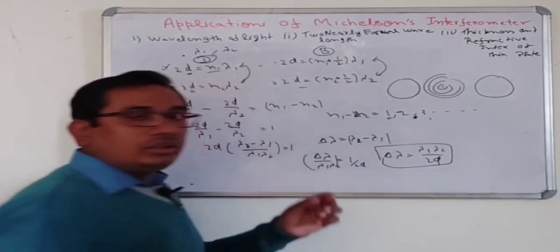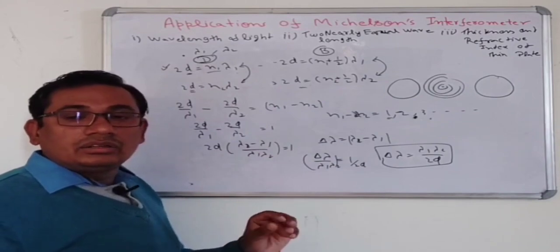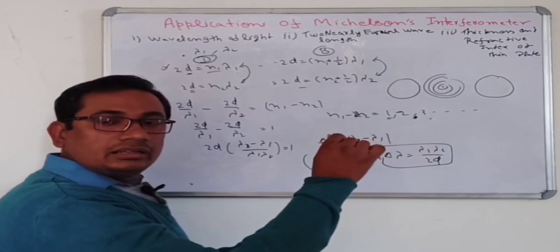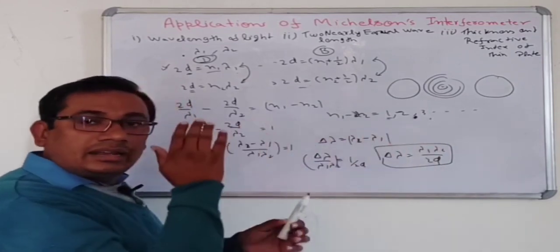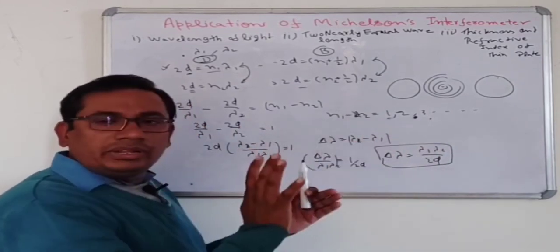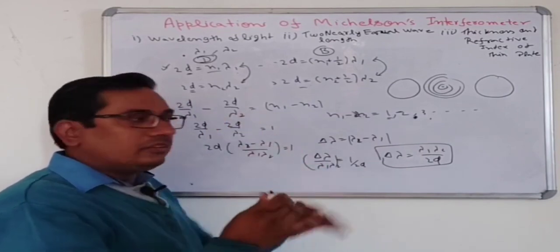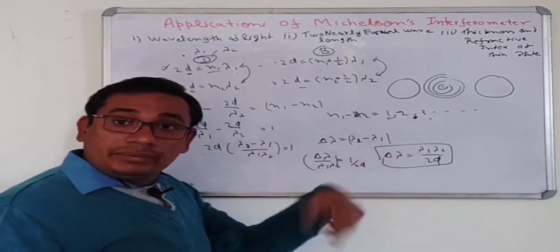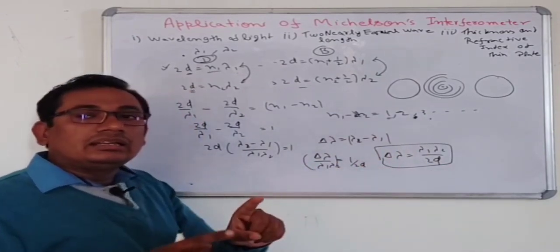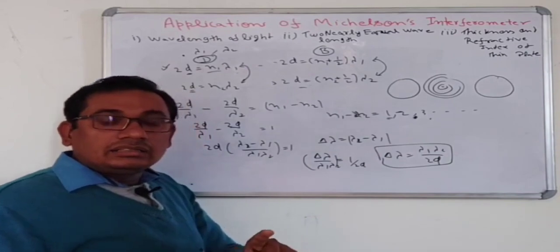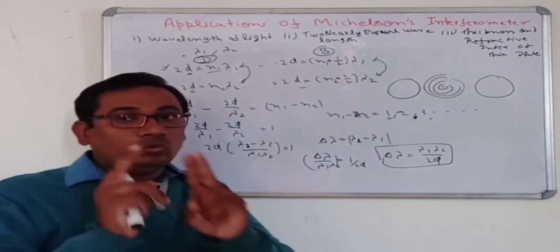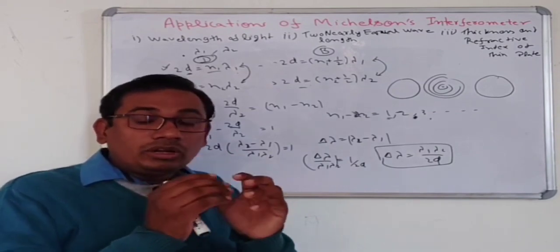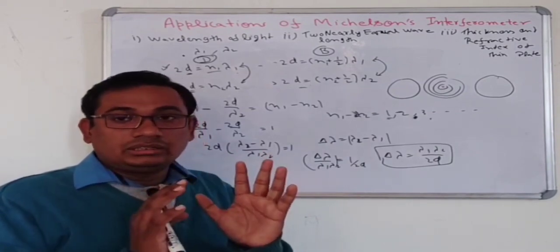It means that when the value of d changes in this manner, at any value of d we observe that fringes will disappear, again will appear, and again will change. It means that the source has two wavelengths, and they are very nearly equal to each other.